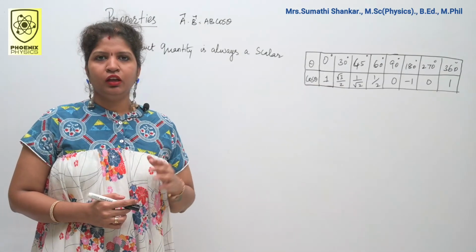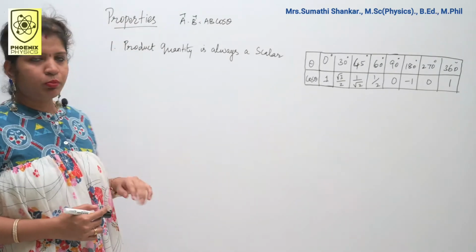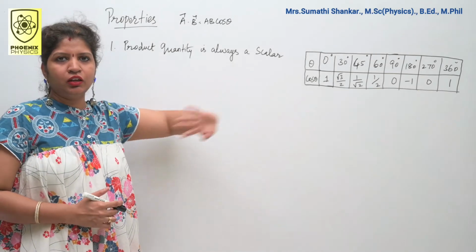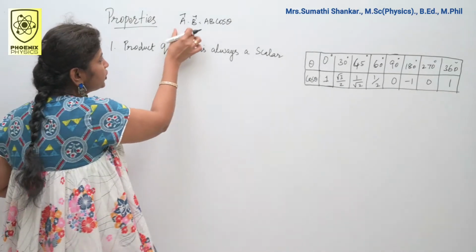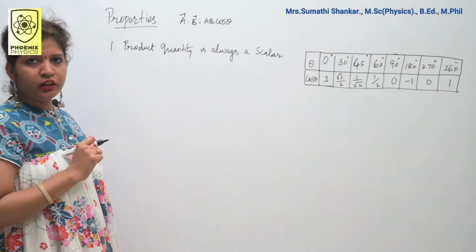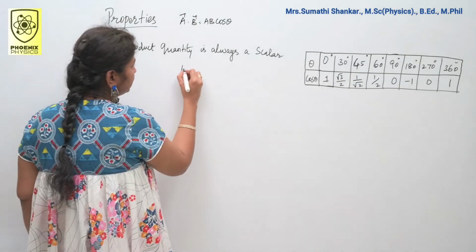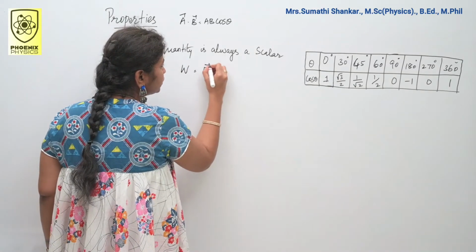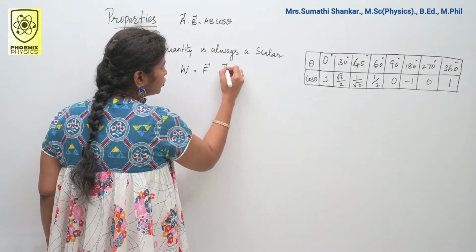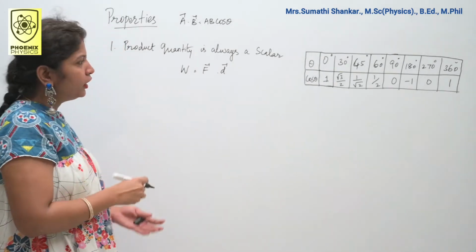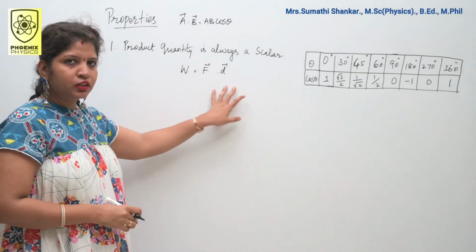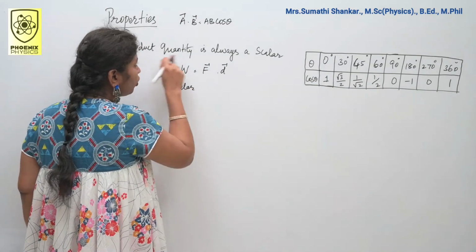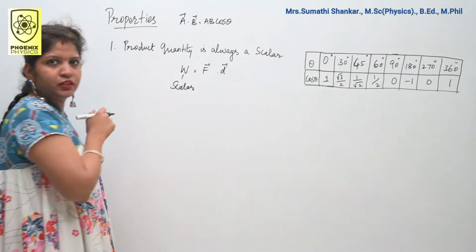Next we will see the properties. The first property is that the product quantity is always a scalar. What is the product quantity? This A dot B is our product quantity. For example, work done. What is the formula for work done? Force into displacement. So this is our work done formula. Here these two are vectors, but work done is a scalar quantity. So the product quantity is always a scalar.